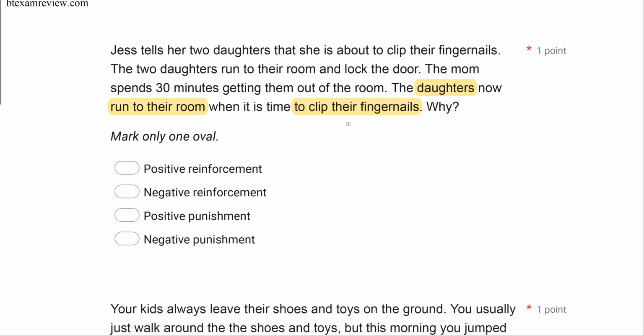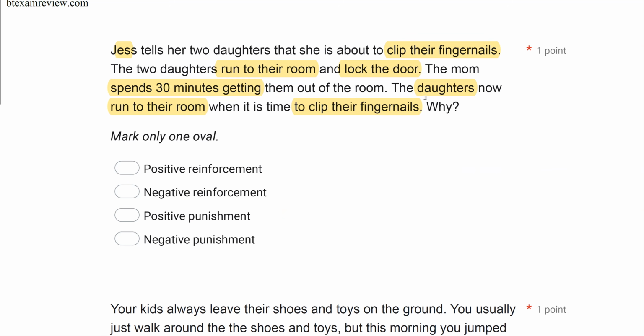Well, in order to determine that, we need to figure out our antecedents and consequences. We know that Jess tells her daughters she's going to clip their fingernails. In response, what do the daughters do? They run to their room and lock the door. So the antecedent is just telling them they're going to clip their fingernails. The response is going to their room and locking the door. What's the consequence? Well, the consequence is the mom has to spend 30 minutes getting them out of the room. What have the two daughters achieved by running to their room? Well, they've escaped the fingernail clipping, or I should say avoided the fingernail clipping for at least 30 minutes.